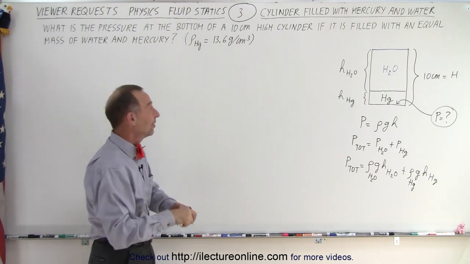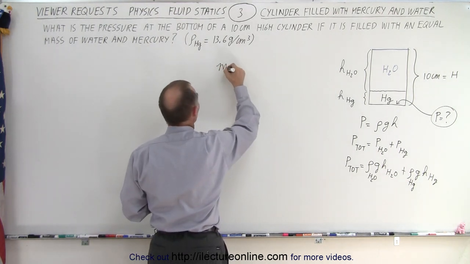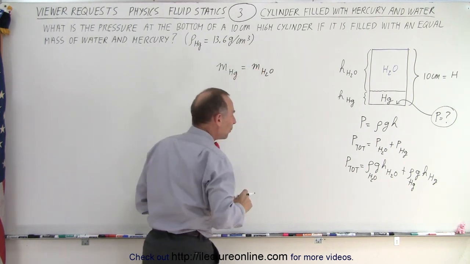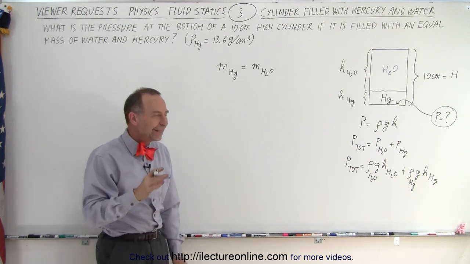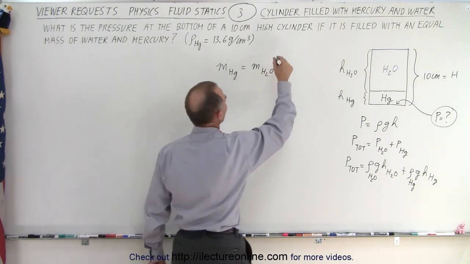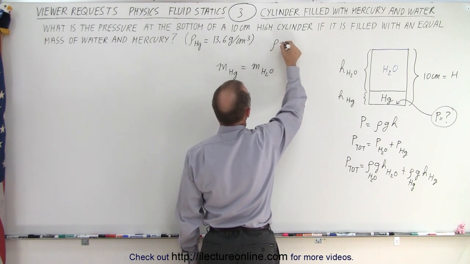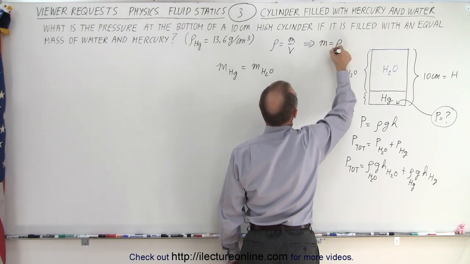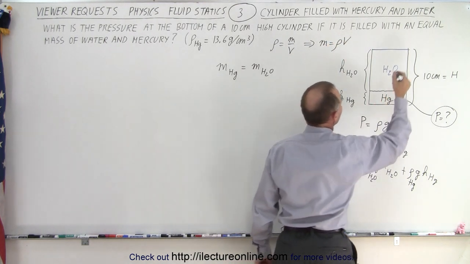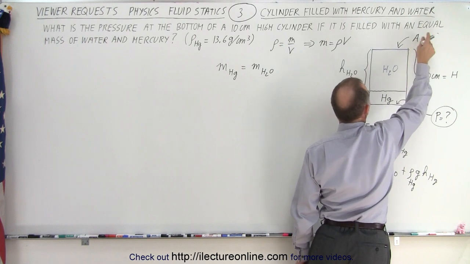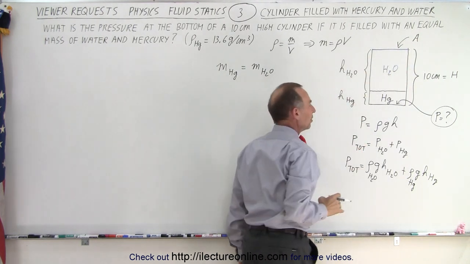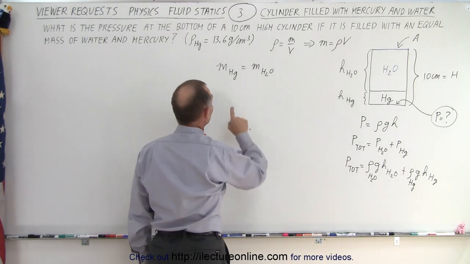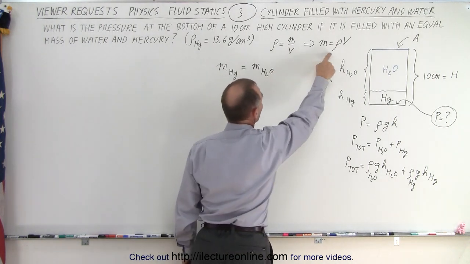Well, the key is that they tell us the mass of the mercury equals the mass of the water. Now we have to relate the mass to the volume and the density. The density is equal to the mass divided by the volume, which implies that the mass is equal to density times volume. If this is the cross-sectional area and this is the height, then we can relate the height and the cross-sectional area to the volume, and so we can replace these two masses by what they're equal to.